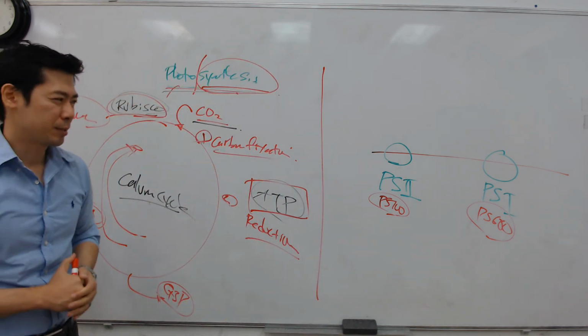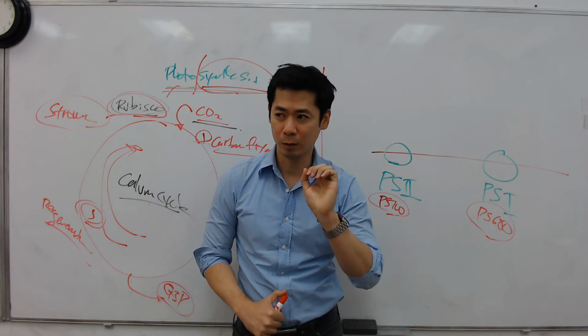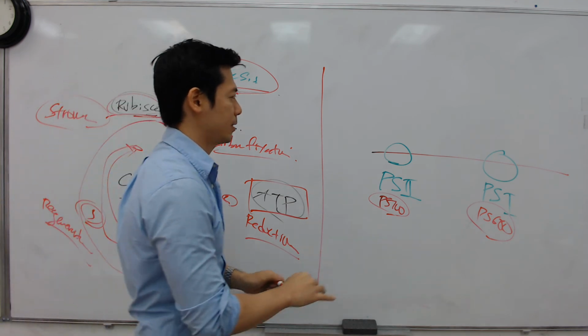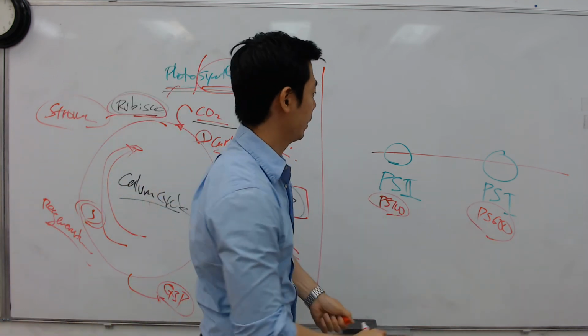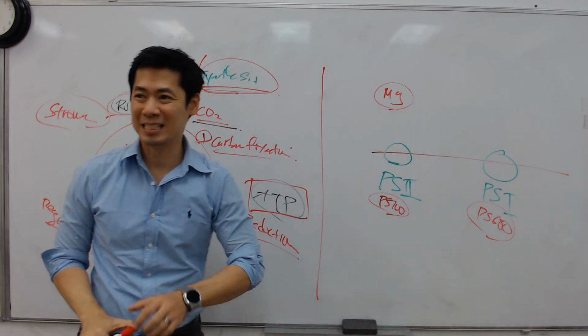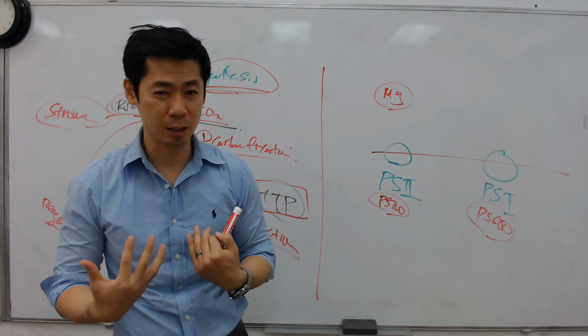So how do they do this, guys? If you look at chlorophyll, chlorophyll is a molecule which has a magnesium center. You have to know about the magnesium center. Magnesium is in the center of a chlorophyll, so it has a metal.